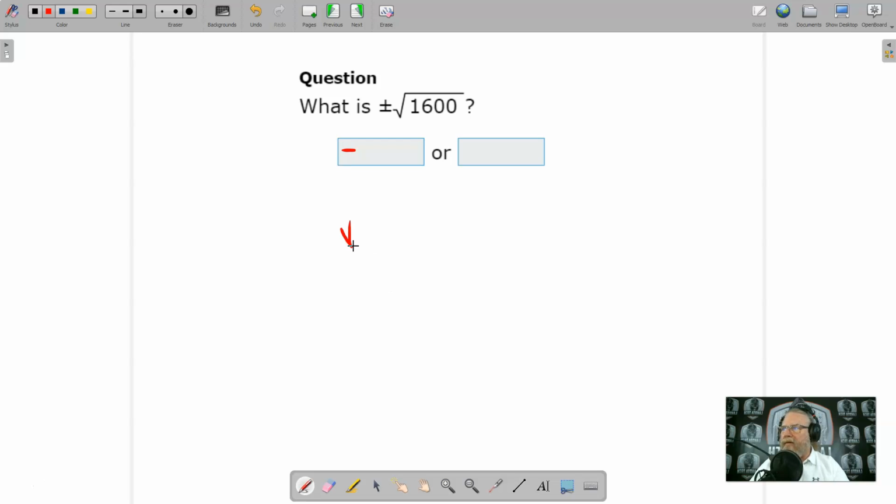So let's consider root 1600, and let's go ahead and rewrite this as root 16 times root 100. We're going to do that because 16 and 100 are both perfect squares, so it's going to work out real nicely. Square root of 16 is 4, square root of 100 is 10, and 4 times 10 is 40. So either a negative 40 would work or a positive 40 would work.